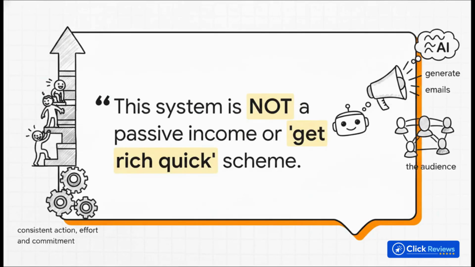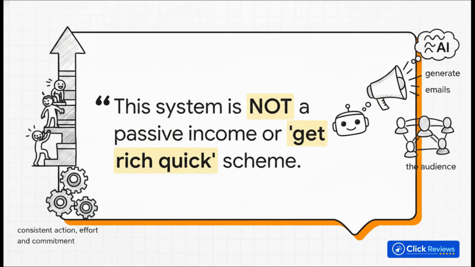And finally, we have to talk about the official earnings disclaimer that's buried way down at the bottom of the source material. It brings us completely back to earth. It literally reads, "This system is not a passive income or get-rich-quick scheme. It requires consistent action, effort, and commitment." And that is so true. No software, no matter how unified, AI-powered, or beautifully designed it might be, replaces the actual hard work of building a business. Sure, the AI can crank out 100 emails for you, but you still have to build the audience to send them to.